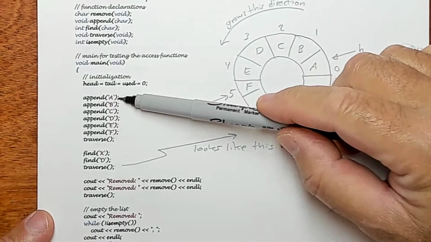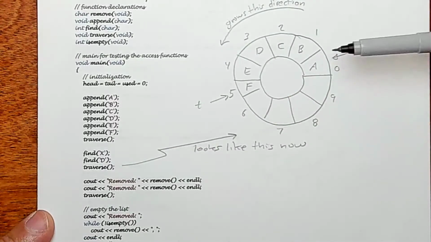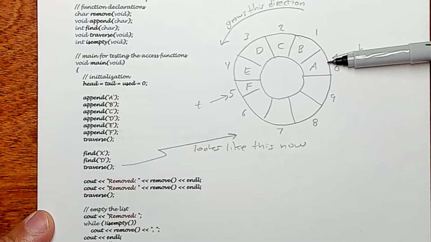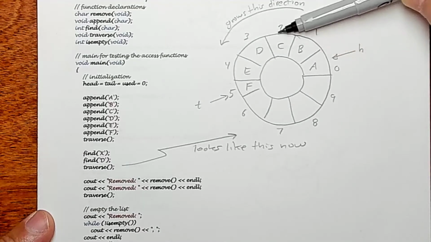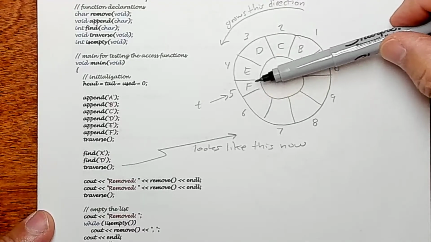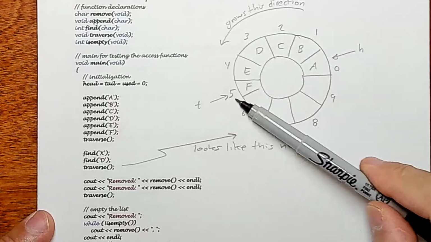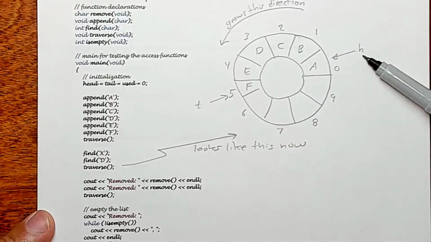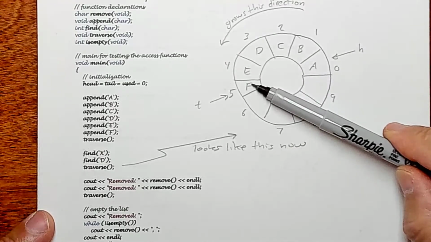And then we're going to call append A, B, C, D, E, F. And at that point, the thing looks like this. That is, A gets stuck here and the tail moves down, and then B gets put in here and the tail moves down, etc. And then when we're all done, we have A through F, and the tail has a value of 5, and the head has a value of 0. And used would be 1, 2, 3, 4, 5, 6.